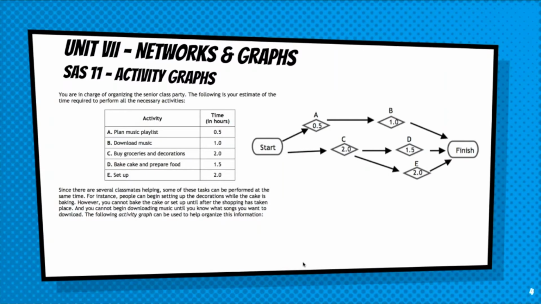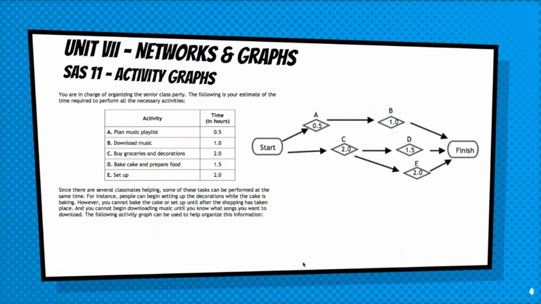It's 2 hours. Now, since there are several classmates helping, some of these tasks can be performed at the same time. For instance, people can begin setting up the decorations while the cake is baking. However, you cannot bake the cake or set up until after the shopping has taken place. And you cannot begin downloading music until you know what songs you want to download. So the following activity graph can be used to help organize this information.